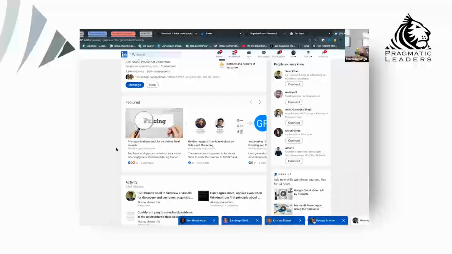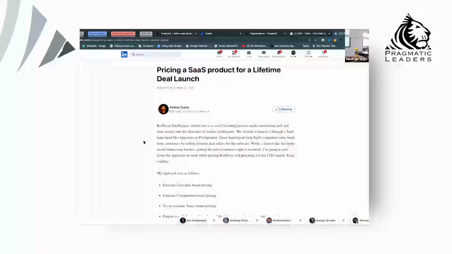Out of the many ideas we discussed, we picked pricing a SaaS product. As one of the last things in his company, he launched a lifetime deal for his SaaS product. A lifetime deal is where a SaaS product is available to you for a simple one-time fee. You don't have to pay monthly or on subscription. So how do you price such a thing? A lifetime deal. This is the article that he produced.